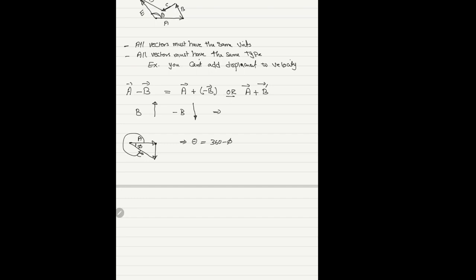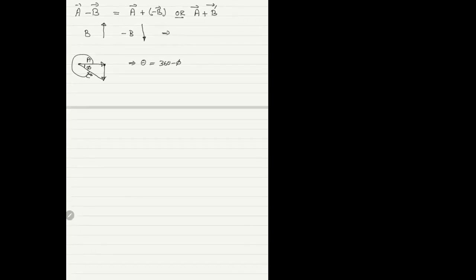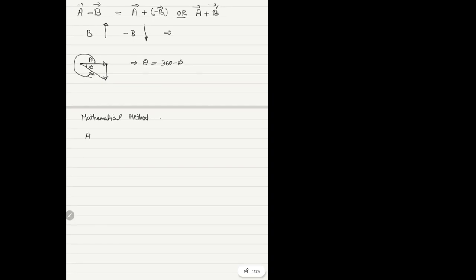As we can see, adopting the graphical method is not that easy because you have to be more careful and have proper tools. So let's adopt a more convenient way, a mathematical technique or mathematical method. Let's solve the previous example. So find A plus B.